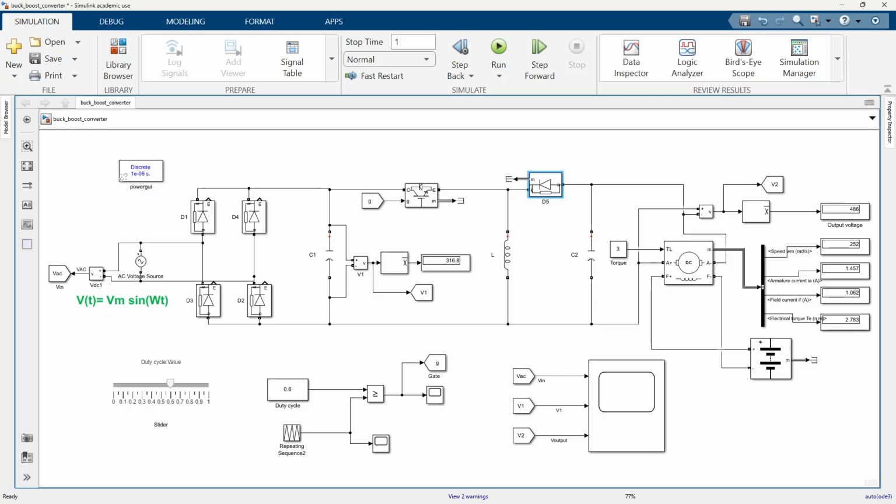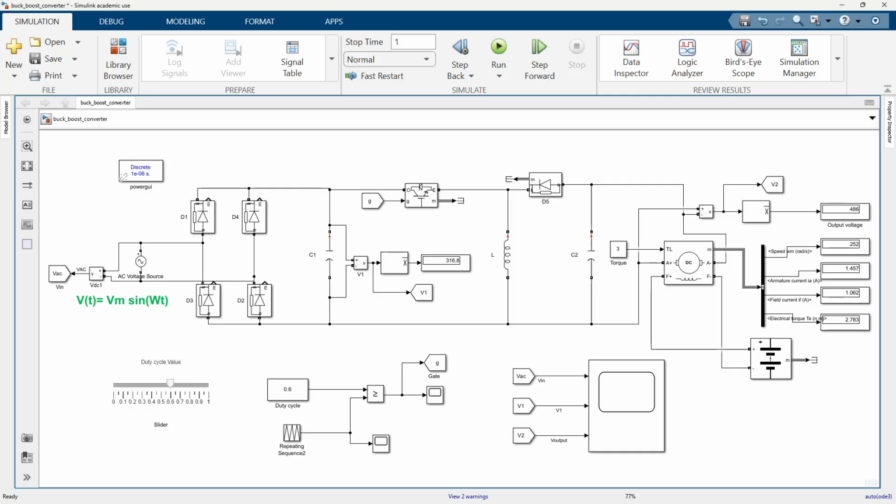Now, if we go to the PWM generation side, we have a constant block which is connected to this slider, and the slider is used to make the duty cycle variable. This slider has a duty cycle range of 0 to 1 in steps of 0.1, and by increasing the duty cycle from 0 to 1, we increase the speed gradually.